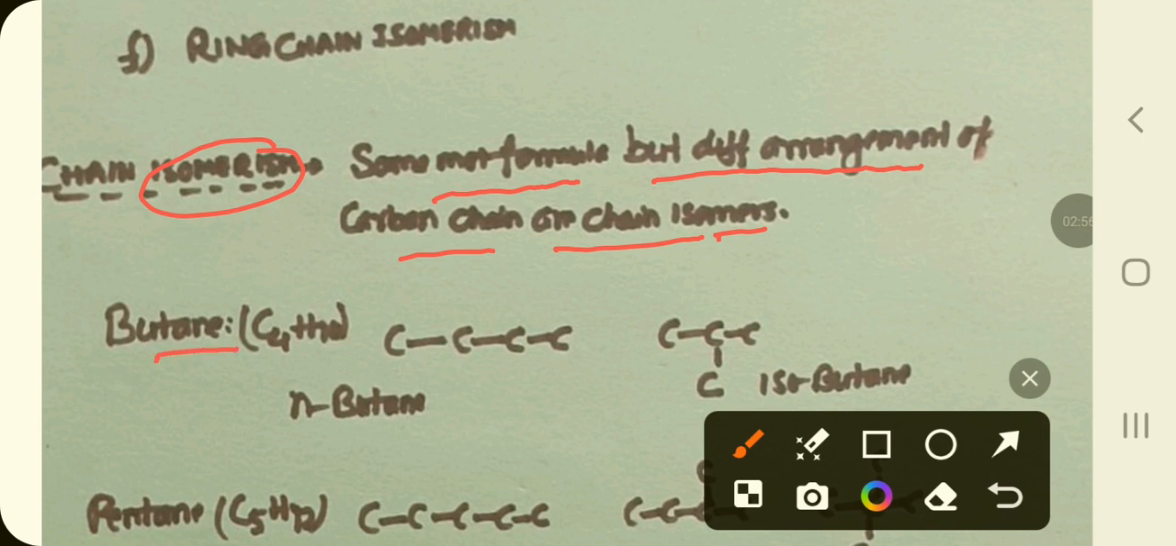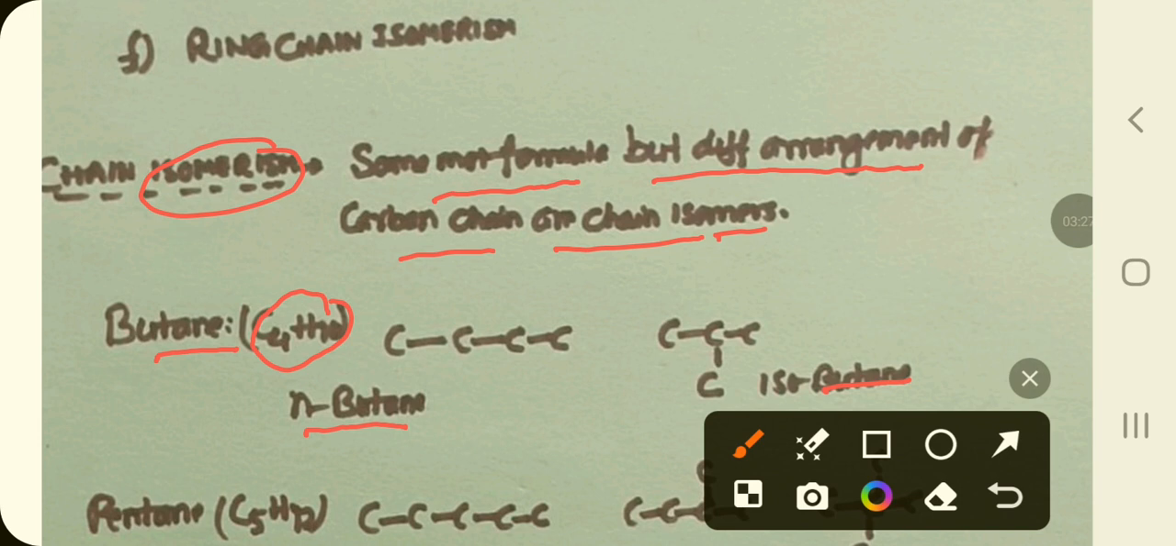The first one is butane, having the molecular formula C4H10, and butane can be written in two different ways, in a straight chain form and a single branch chain form. It is normal butane, and the second one is isobutane. So these two forms are known as isomers of butane. There are no other forms possible because their IUPAC name will be similar.